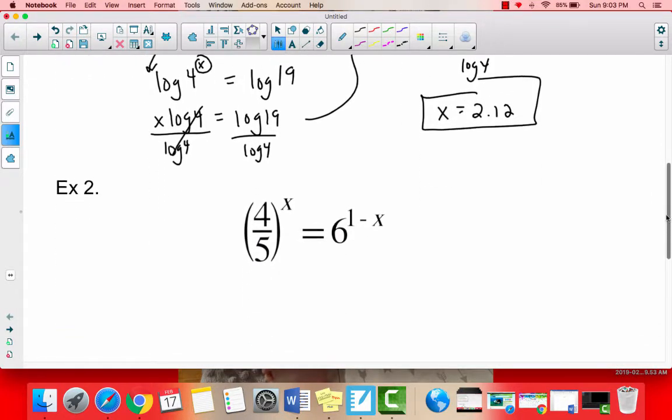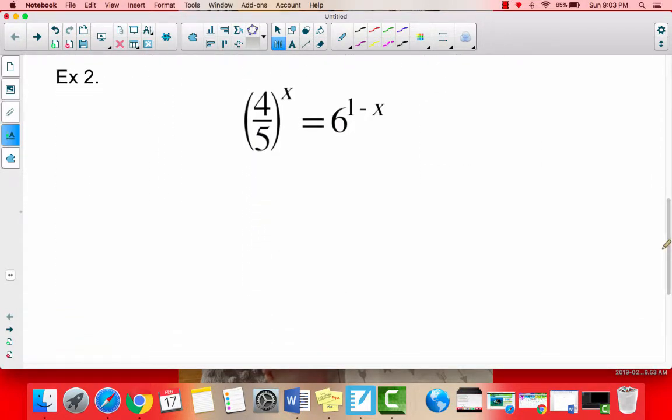Let's try a little bit more of a complex example. Notice here we've got two bases that do not match, and there's no way we can make them match very easily. So we're going to go ahead and use our common logs. So I'm going to take the log of both sides. So I'm going to say log of 4/5 to the x equals the log of 6 to the 1 minus x. And again, we're using our exponent rules.